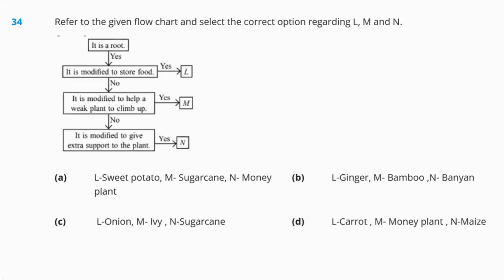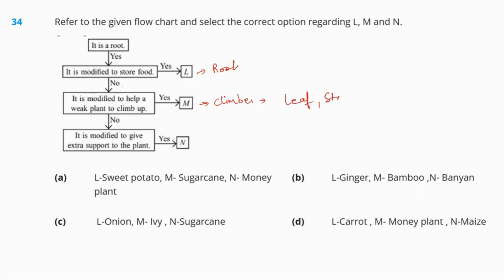Question number 34, refer to the given flow chart and select the correct option regarding L, M, and N. So L is a root, it is modified to store food. L is modified one, which is the food is stored in the root. So this is the edible root. It is a root. Yes. It is modified to store food. No. It is modified to help a weak plant to climb up. So it is some climber, but not the root. It can be your leaf.